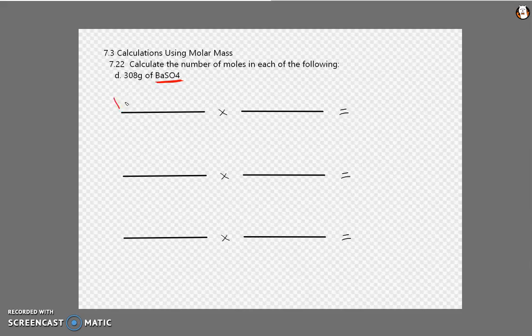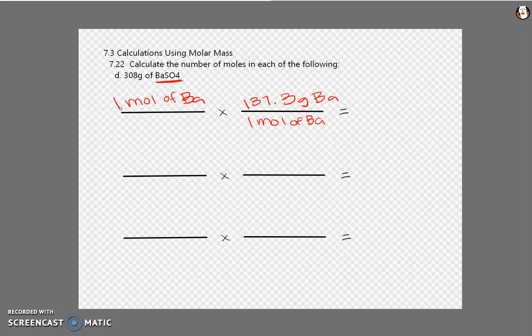It's going to be 1 mole of Ba, because Ba doesn't have a number next to it, so it's going to be just 1 mole. And then we're going to multiply that by how many grams it has in it. So it has 137.3 grams of Ba, and that's going to be over 1 mole of Ba. And then it would just equal 137.3 grams of Ba, because this cancels out and you're just left with this.